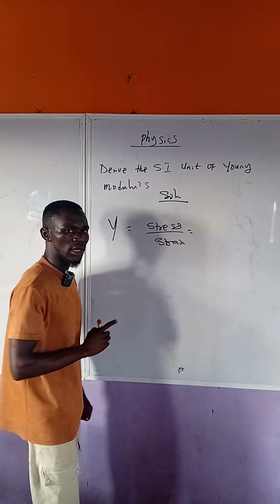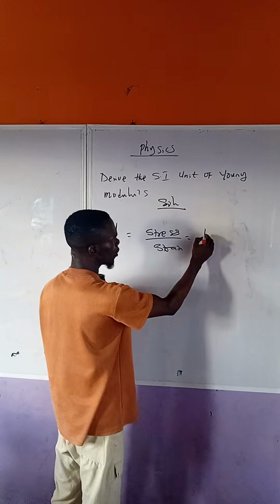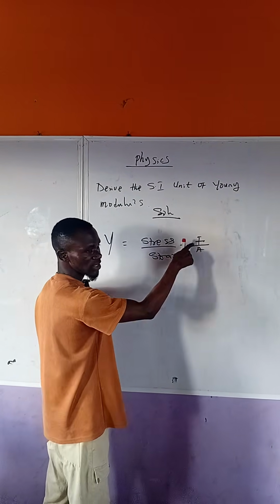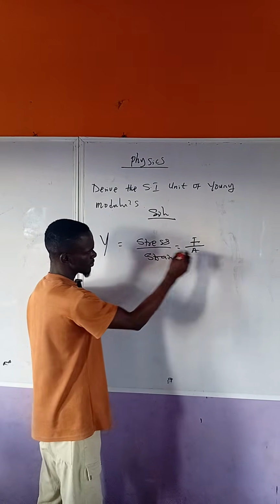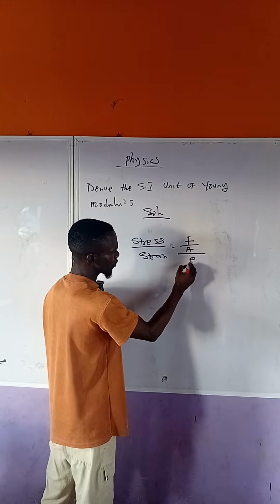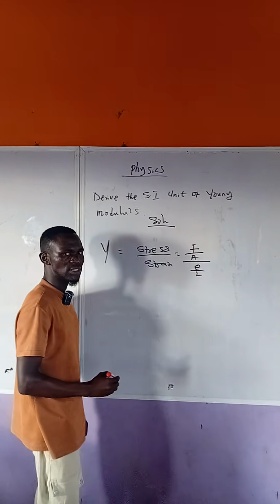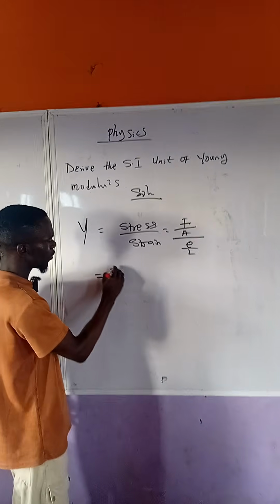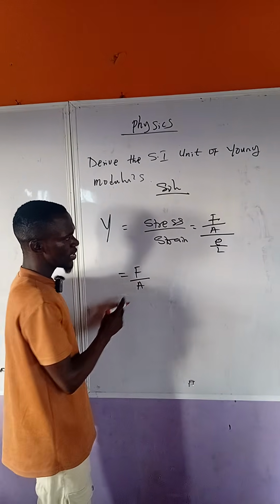Now stress has a formula. The stress is the ratio of force over area. Then we have strain, which simply means the ratio of extension over the length. Now, breaking it down, we have force over area.